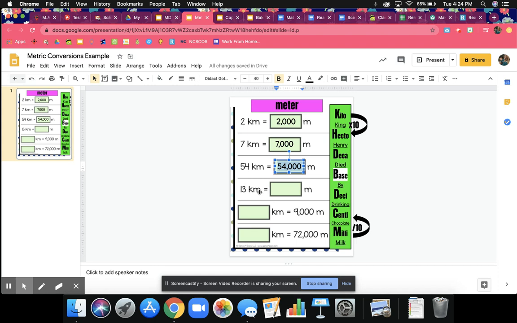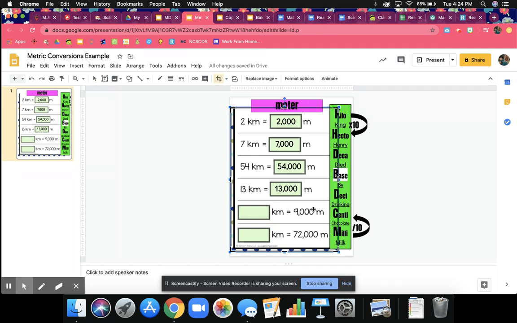So now we have 13 kilometers. So we're starting here with 13. Multiply by 10. 13 times 10 is 130. 130 times 10 is 1,300. 1,300 times 10 is 13,000. So we get 13,000 meters is the same as 13 kilometers.